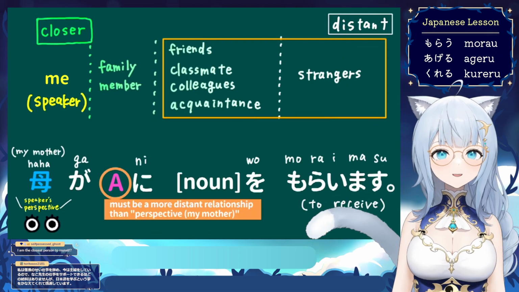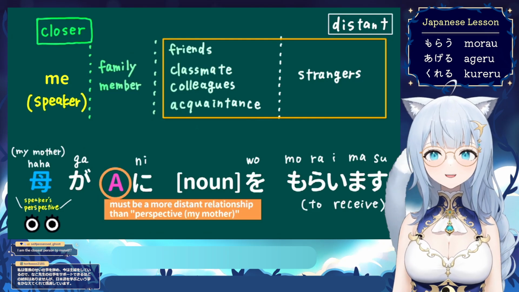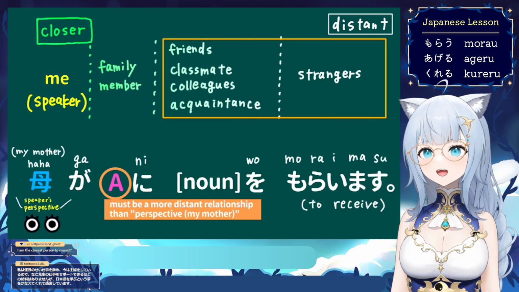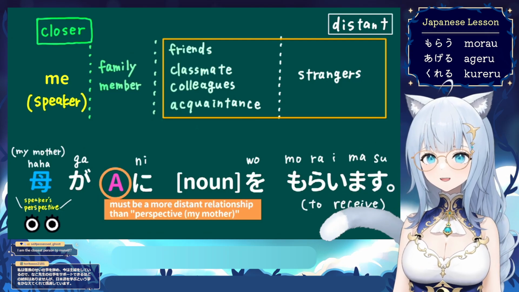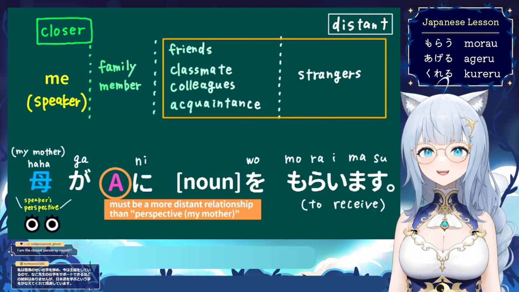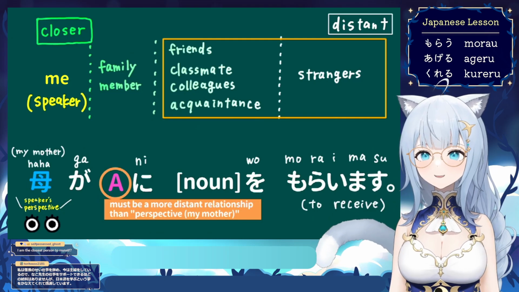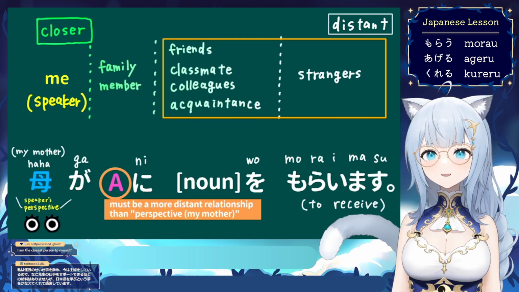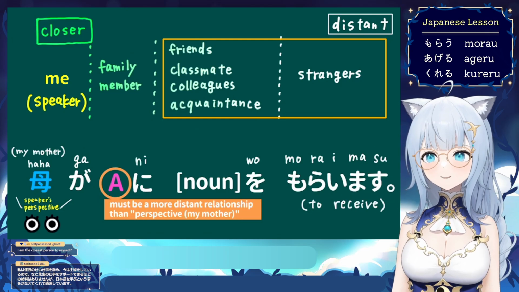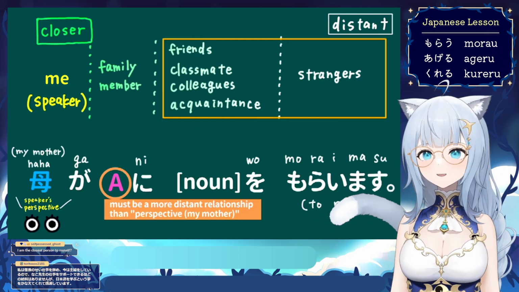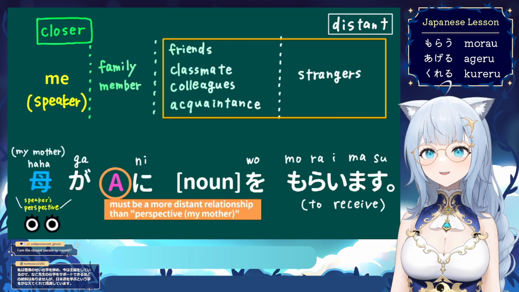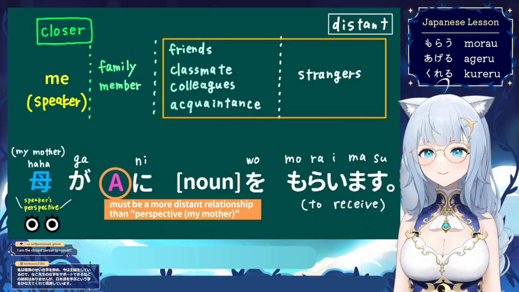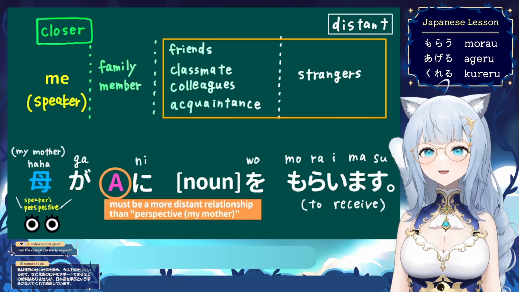So, Nako sensei, what happens if the giver and receiver are both third persons? 母が A に noun をもらいます。もらいます, to receive. So my mother receives something from A. A is a giver, my mother is a receiver. But in this sentence, A must be a more distant relationship than my mother.